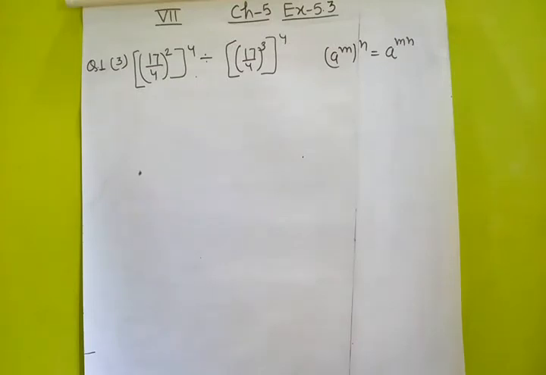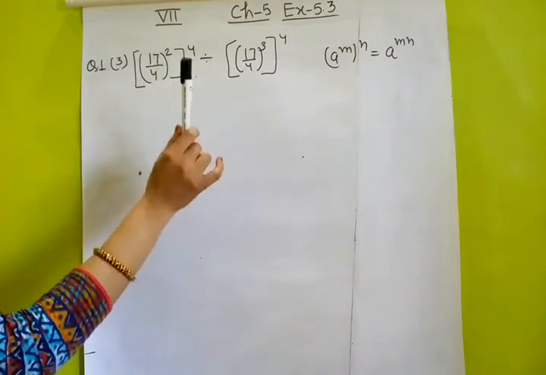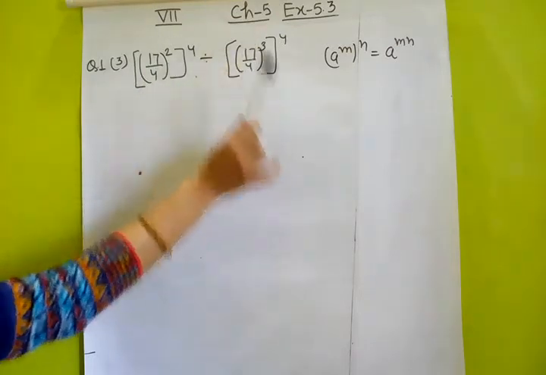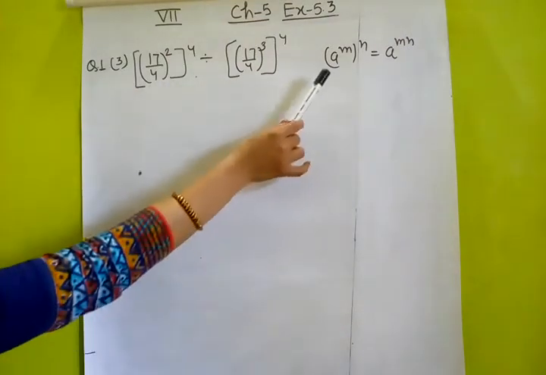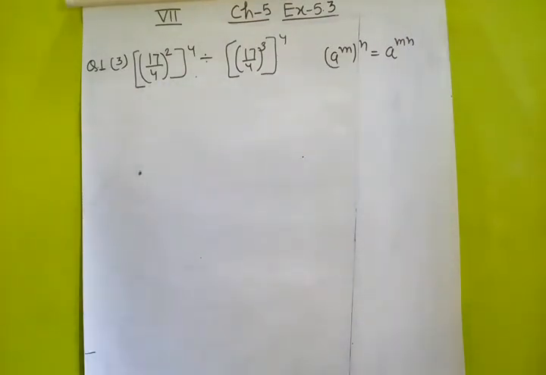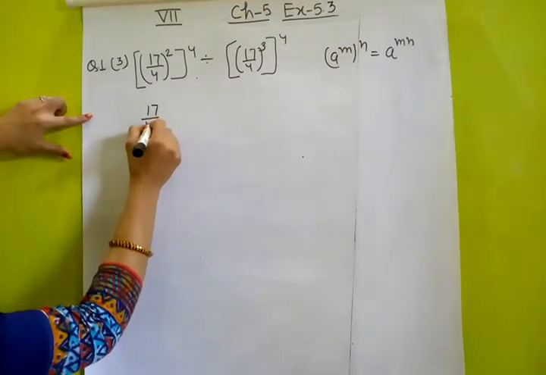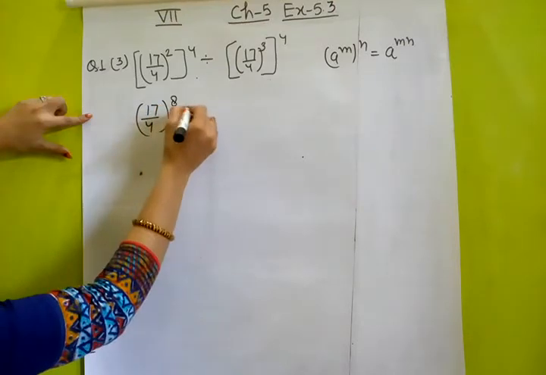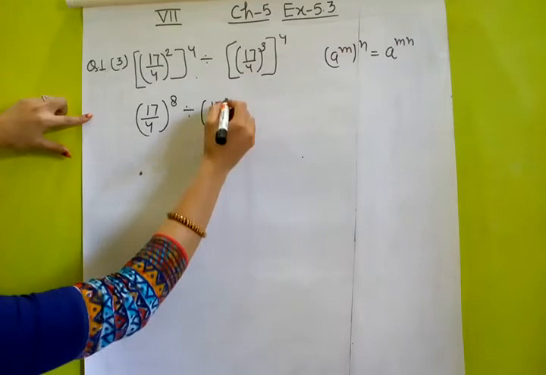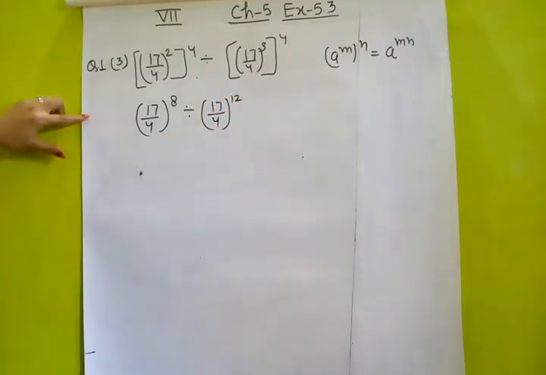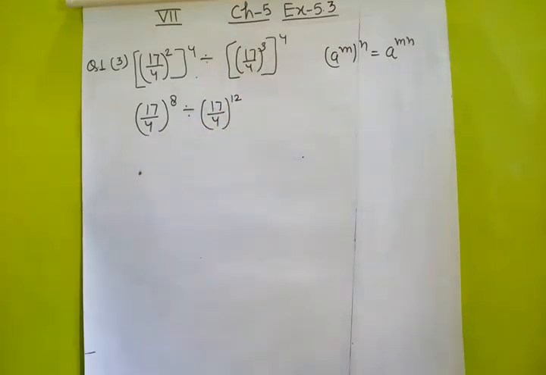Now students, part third of question number 1: 17 upon 4 power 2 whole power 4 divide 17 upon 4 power 3 whole power 4. Students, both the brackets are given in this form, a power m whole power n. So we can multiply both the powers. So it will be 17 upon 4 and 8 because 2 fours are 8. Here 17 upon 4 power will be 12, 3 multiplied by 4, it will be 12.